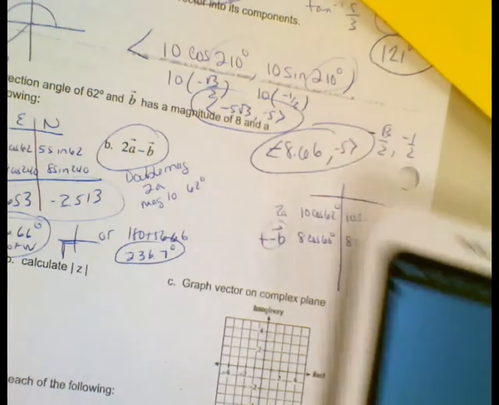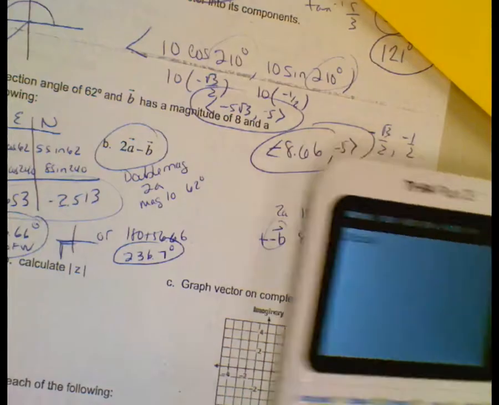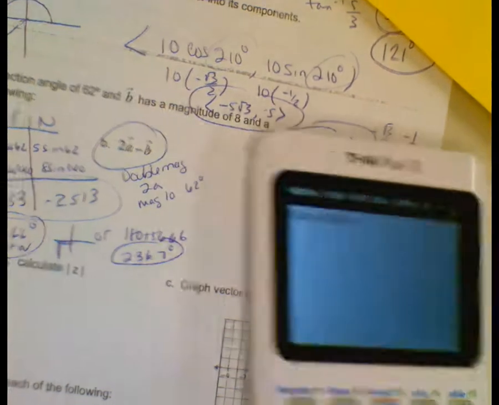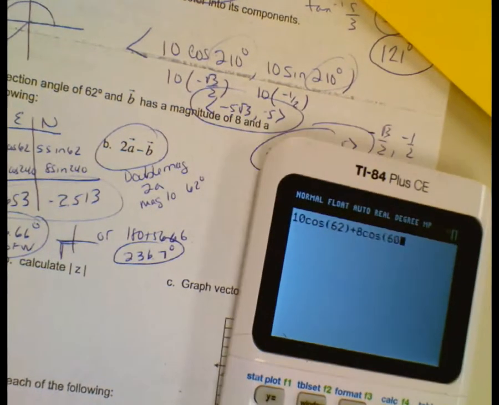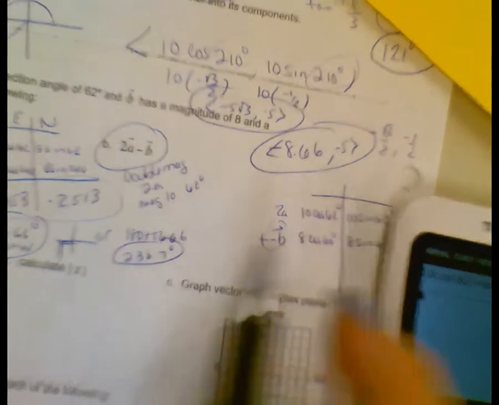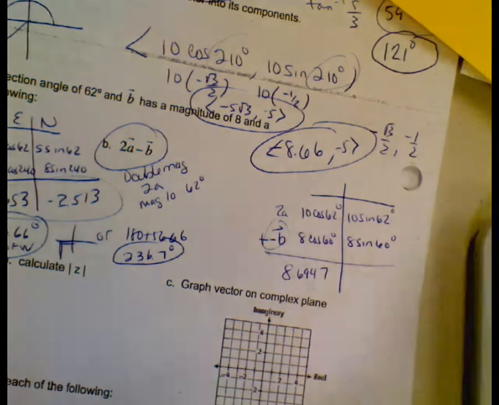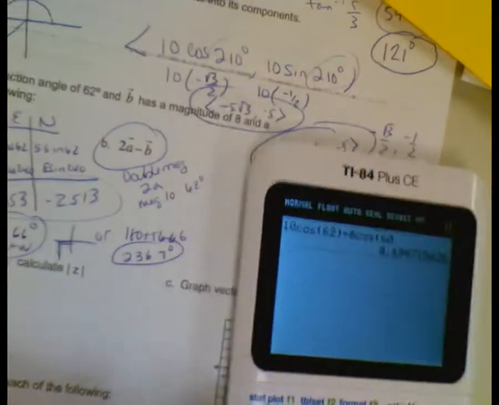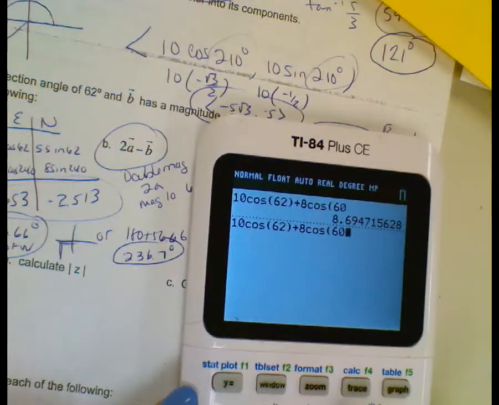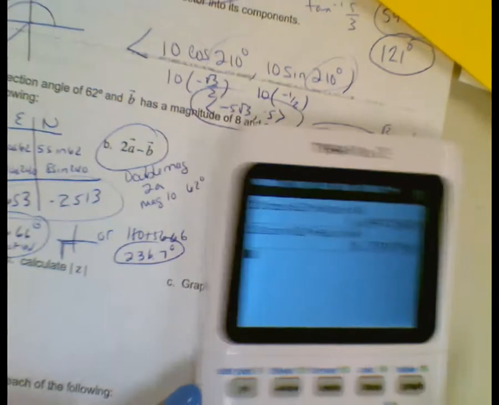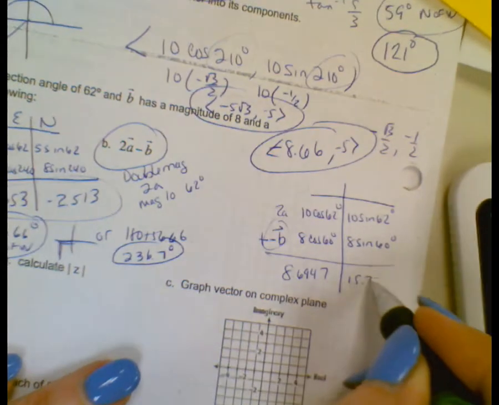So we have 10 cosine of 62 plus 8 cosine of 60 for an 8.6947. Okay, and then how about we try this the same way? Let's go second enter, and it brings up the same thing, and we're going to put sines in instead. Sine here, sine here, and that's 15.758.